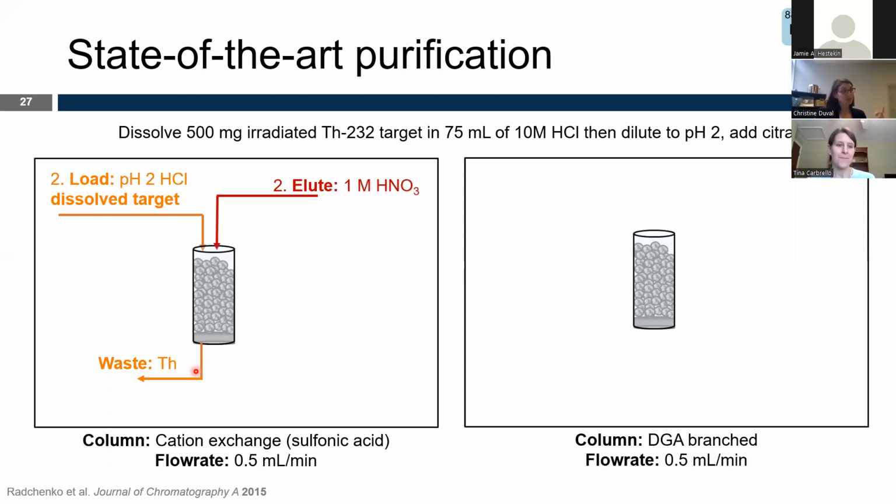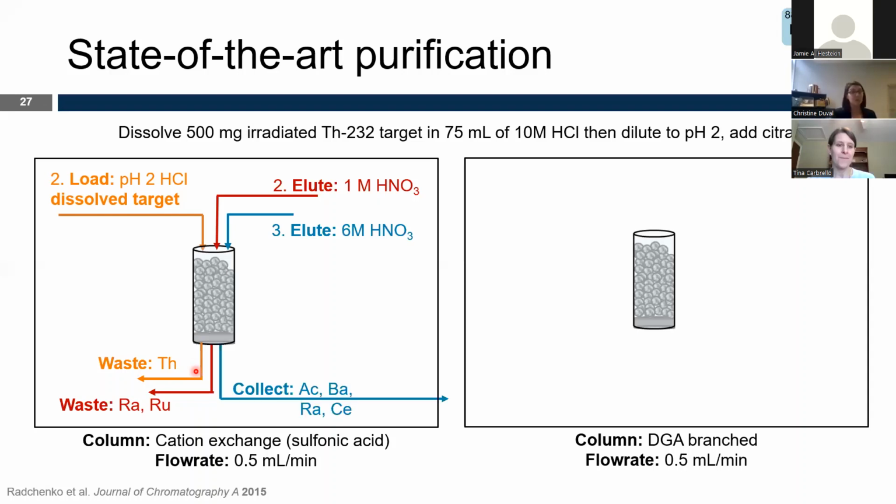Next, you start switching your feed conditions to try to elute certain products off of your column. First we'll switch to 1 molar nitric acid. That should wash out some of our divalents, so our radium and barium. Then we'll elute with 6 molar nitric acid, and that will kick out our actinium, which is desired, our cerium, which is chemically similar to actinium, and any radium and barium that we have left over.